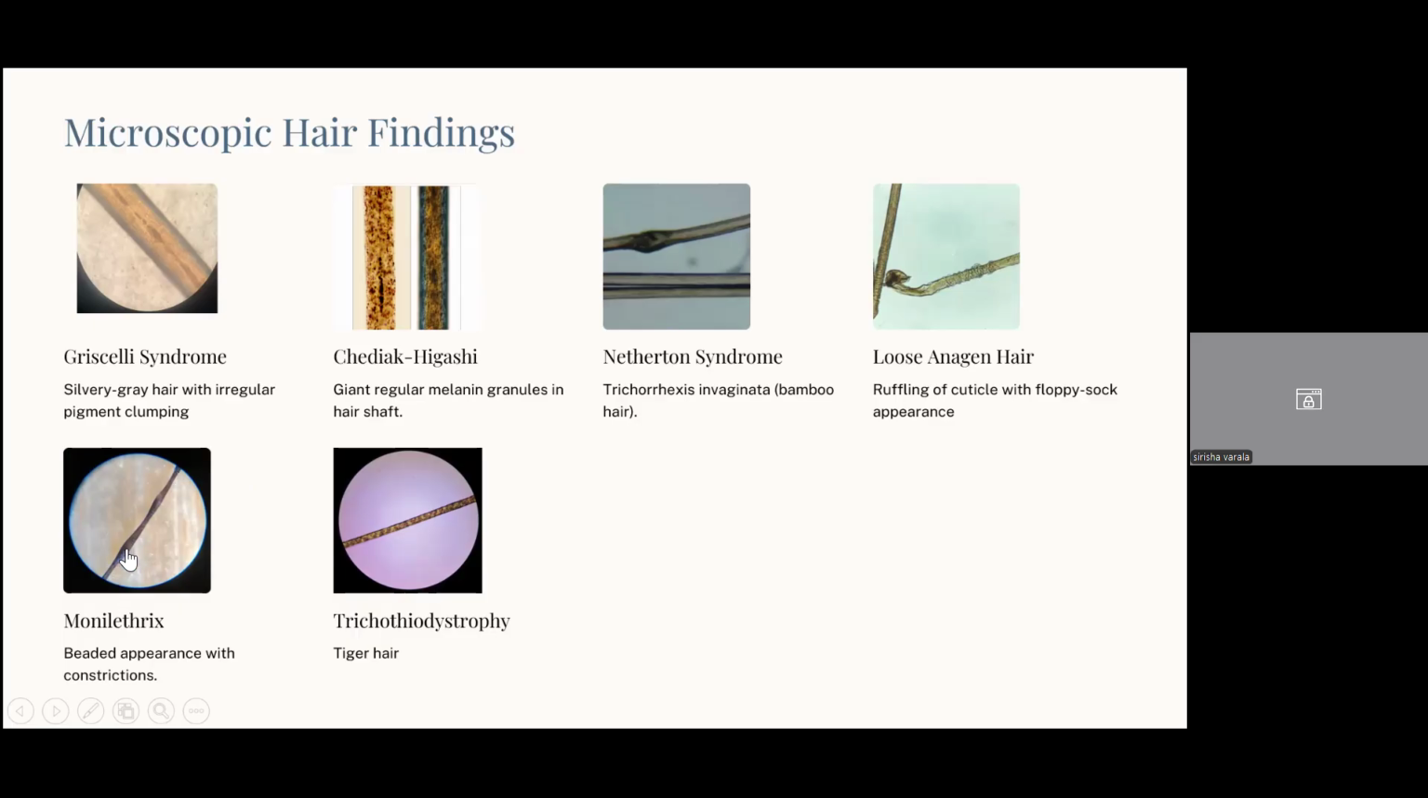Monilethrix. Here you see a normal shaft and then a constricted bead, a normal shaft and a constricted bead. That is the beaded appearance with constrictions, classical of monilethrix. Trichothiodystrophy, you will not be able to see under regular microscopy. You need polarized light. Under polarized light, as you keep moving the light, the hair becomes refractile and we see alternating light and dark bands, which gives the appearance of a tiger tail.